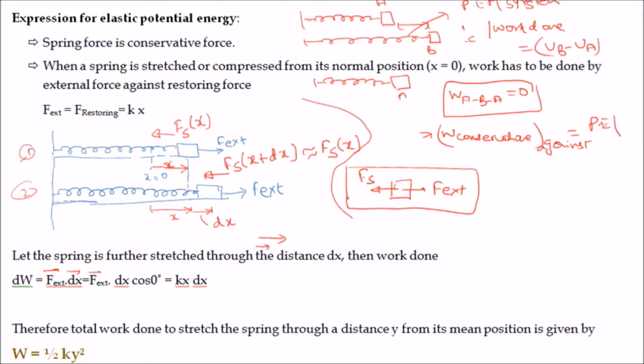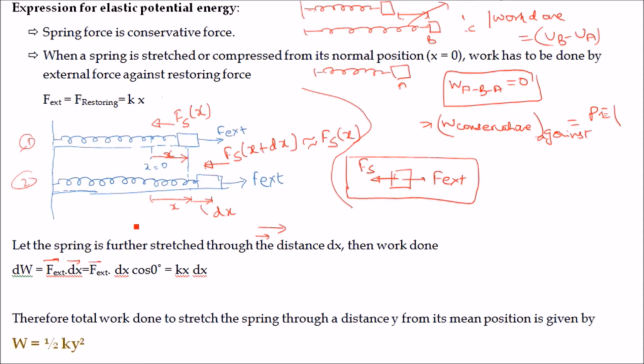Now we have to calculate the work done to stretch the spring through a distance y from its mean position, which is at x equal to 0. So we will integrate this equation to get the net work done. As dW is equal to kx dx, for the right hand side the variable is dx, so we check the value of x through which we have to move the object.